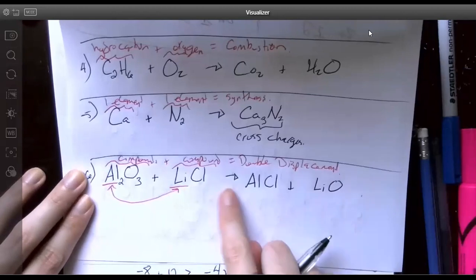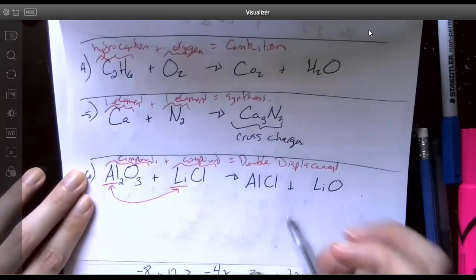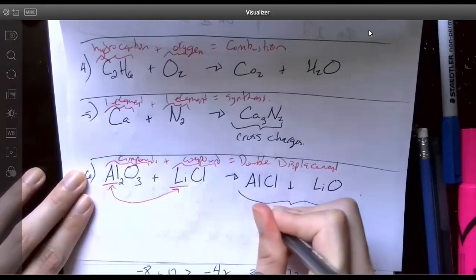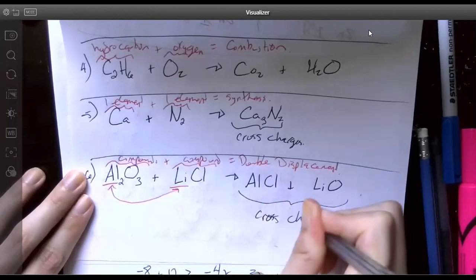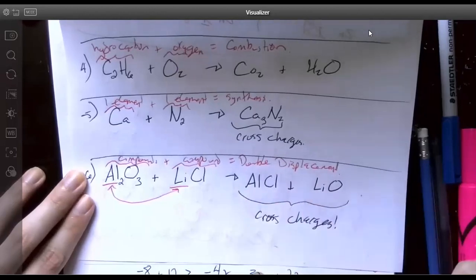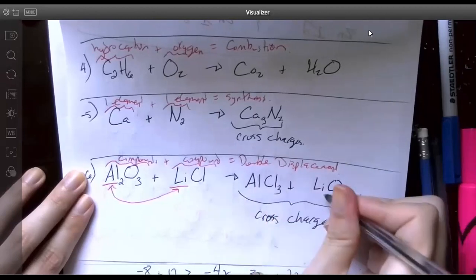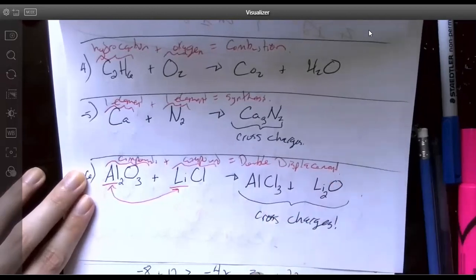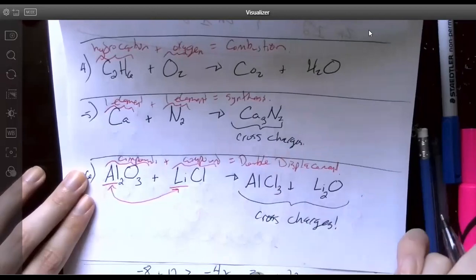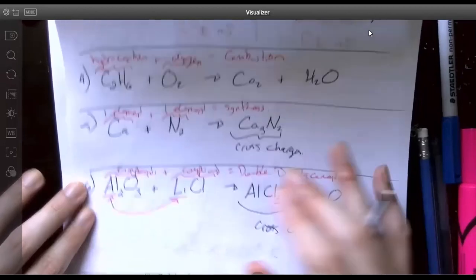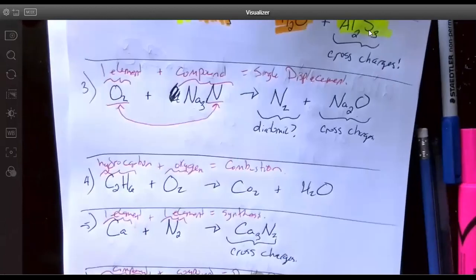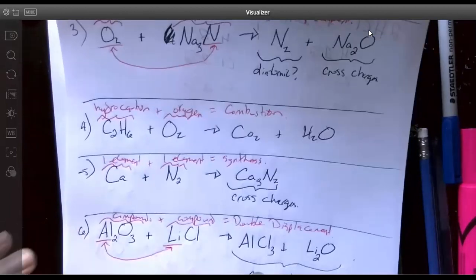And then anytime we make new ionic compounds, don't forget you have to recross your charges. So I end up with AlCl3 and Li2O. And again, none of these that I've just drawn out here are balanced. They're just kind of showing you how to predict your products. But you could go through all of these and practice balancing them. It would be good practice.